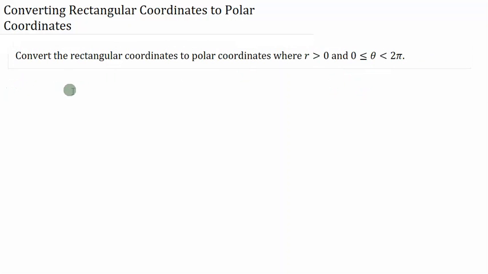Okay, so let's look at example 1. So I need to give you some rectangular coordinates, and then we're going to convert those to polar coordinates. Okay, so let's look at, how about, sorry, I need parentheses, 3 square roots of 3, comma, negative 3. So those are the rectangular coordinates that we want to convert to polar.